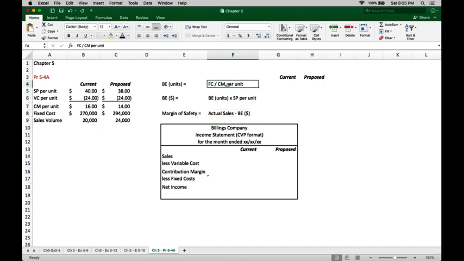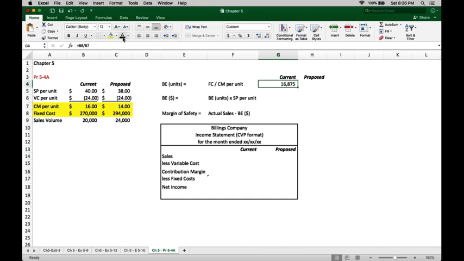So let's write down our formula for each of these. Break-even point in units is calculated as fixed cost divided by contribution margin per unit. Break-even point in dollars is calculated as the fixed cost divided by contribution margin ratio, or the break-even point in units times selling price per unit. Margin of safety is calculated as actual minus the break-even point in dollars. So let's start over here. Fixed cost is $270,000 divided by 16. So these are the numbers we're concerned with. I'm going to highlight all of these over here for us.